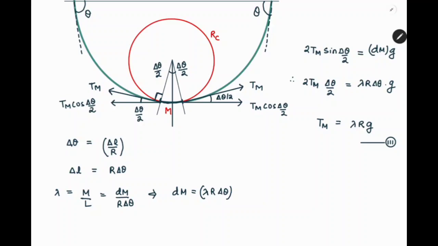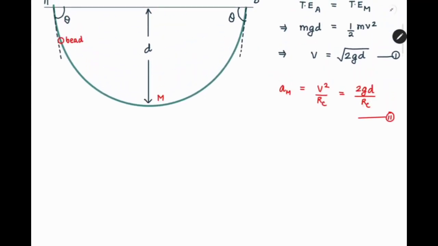Now the next problem is that we don't know the value of Tm. Otherwise we can write r, where r is equal to rc, in terms of Tm. If we write r in terms of Tm, then r is equal to Tm by lambda g. The problem would be solved right here if we knew the value of Tm, but unfortunately we don't know it.